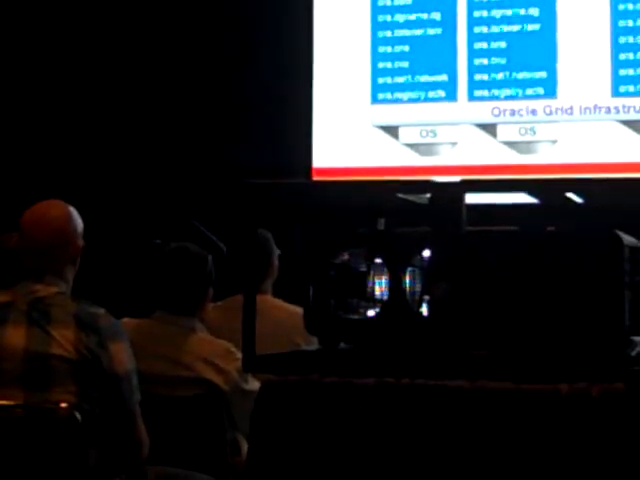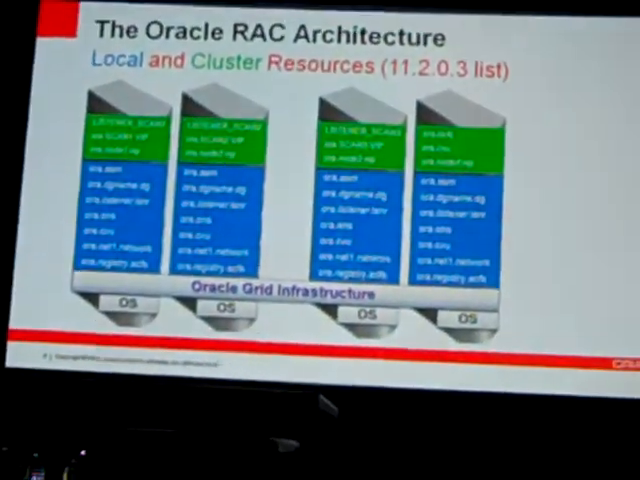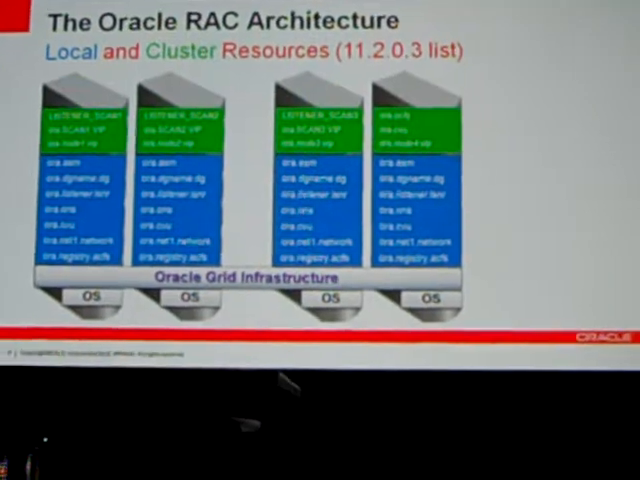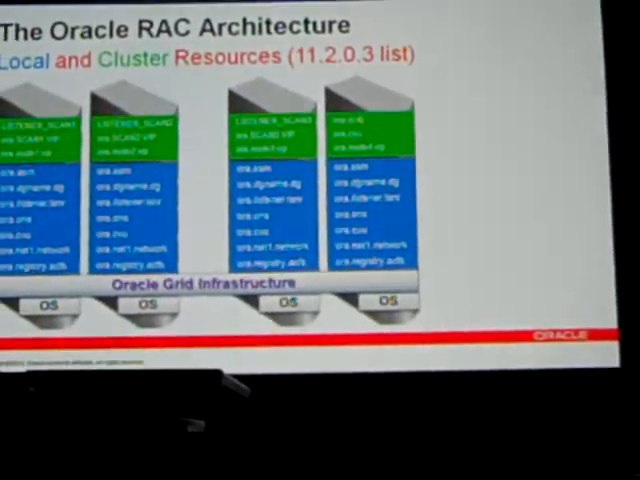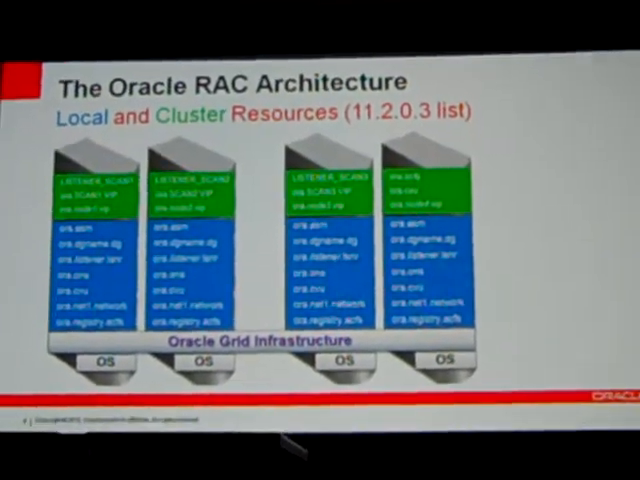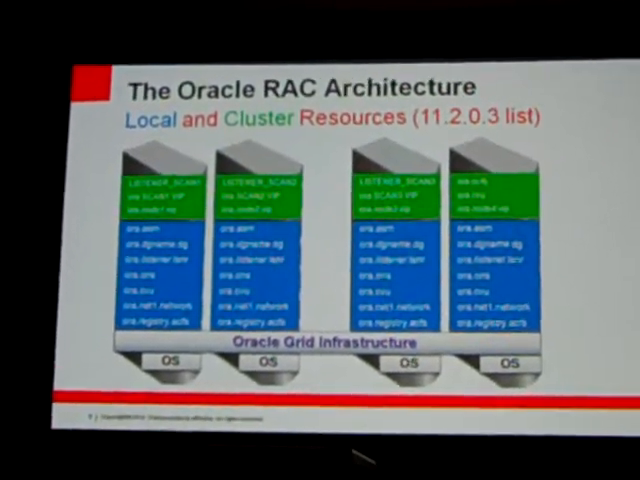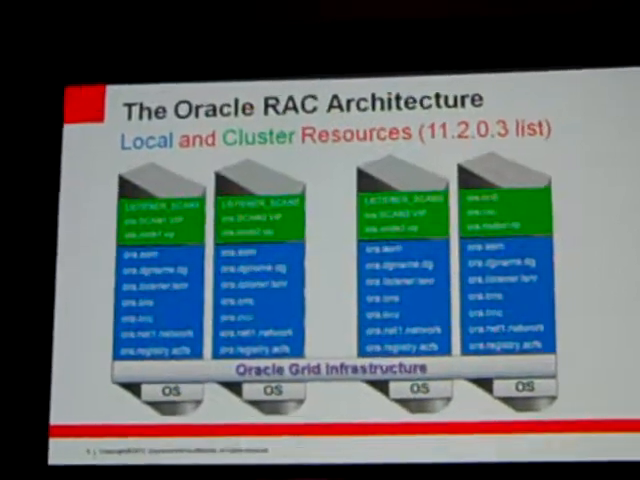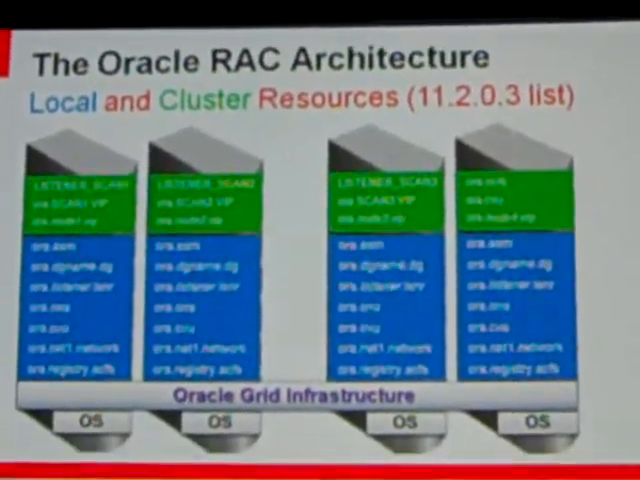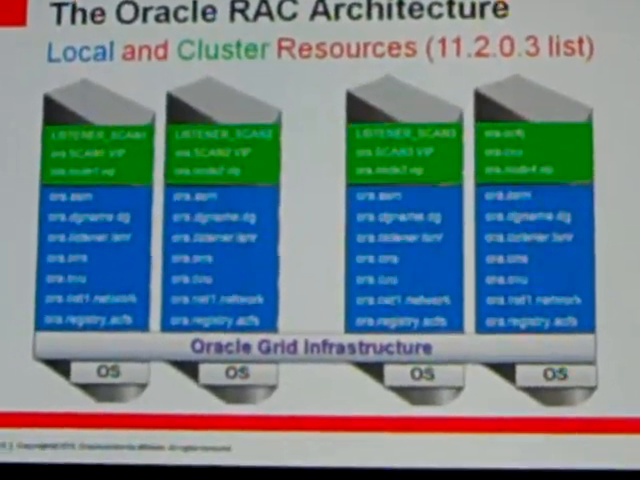So local and cluster resources are basically grouped by what runs on a node, and if that node doesn't run, then it doesn't run. It's a local resource. A cluster resource is a resource that can float in the cluster. So if it runs on a certain node and this node goes away, it will continue to run on another node because we will fail it over automatically.